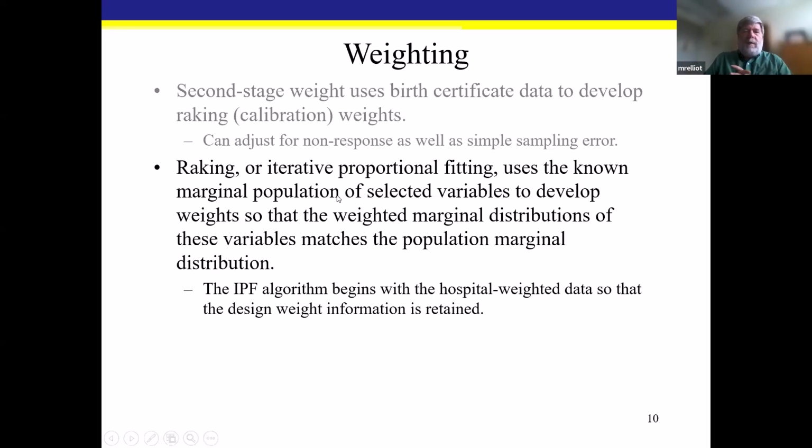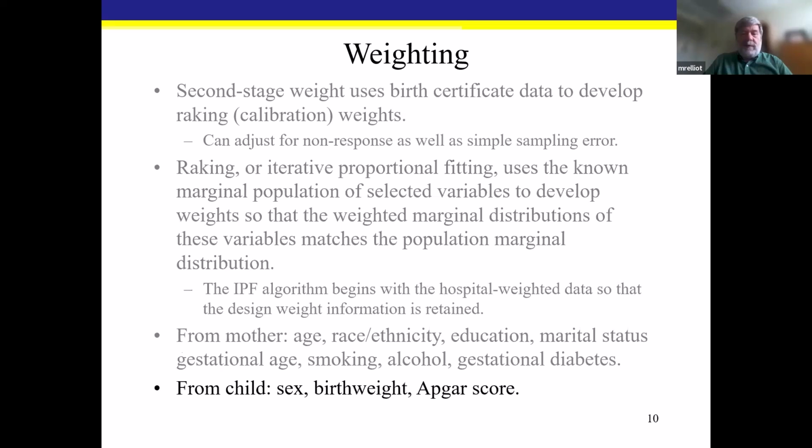So this thing called raking or iterative proportional fitting, I'm not going to get into it, basically uses the known marginal distribution of the selected variables to develop weights. So the weighted marginal distributions of these variables match the population marginal distribution. And it uses the hospital weighted data, so the design weight information, this sort of adjustment at the first stage, is retained.